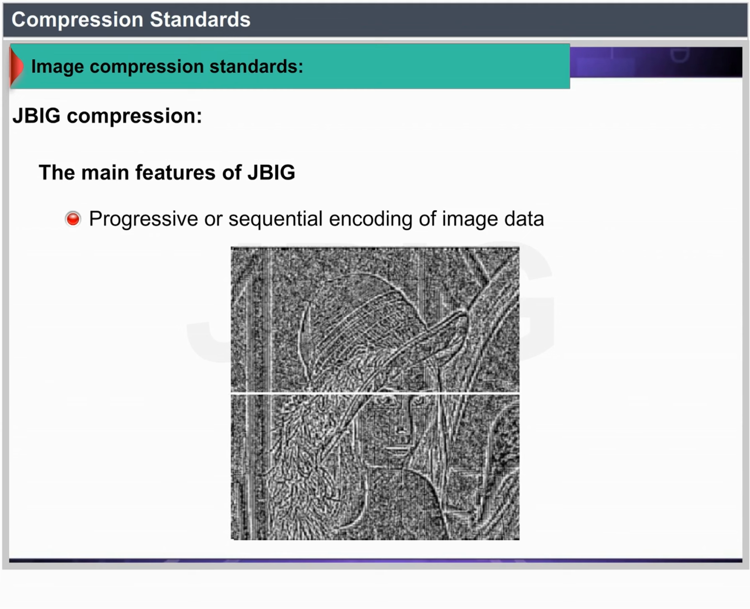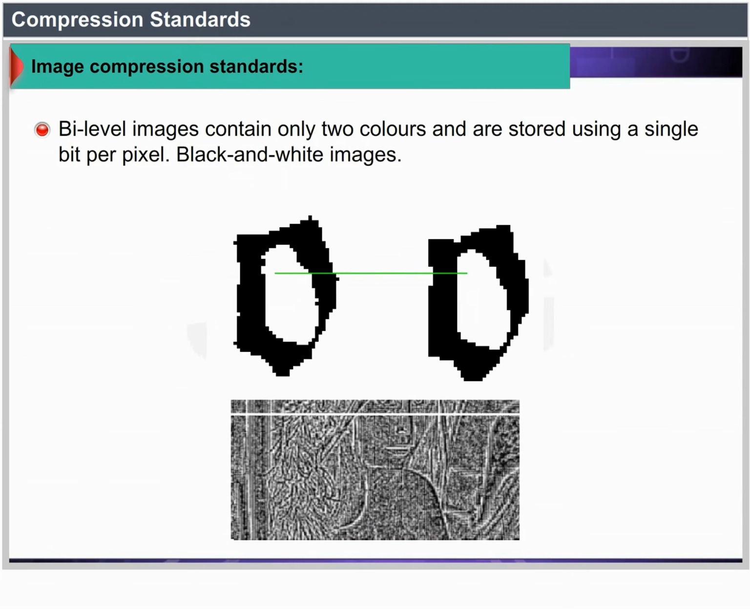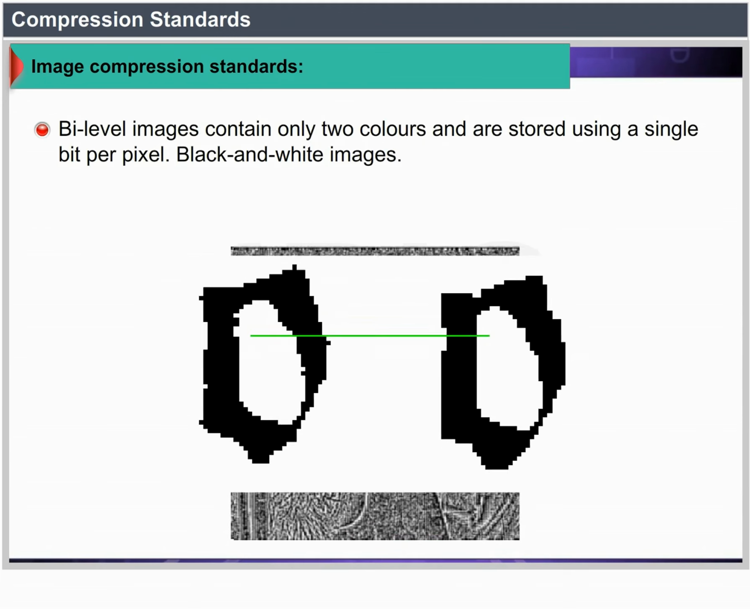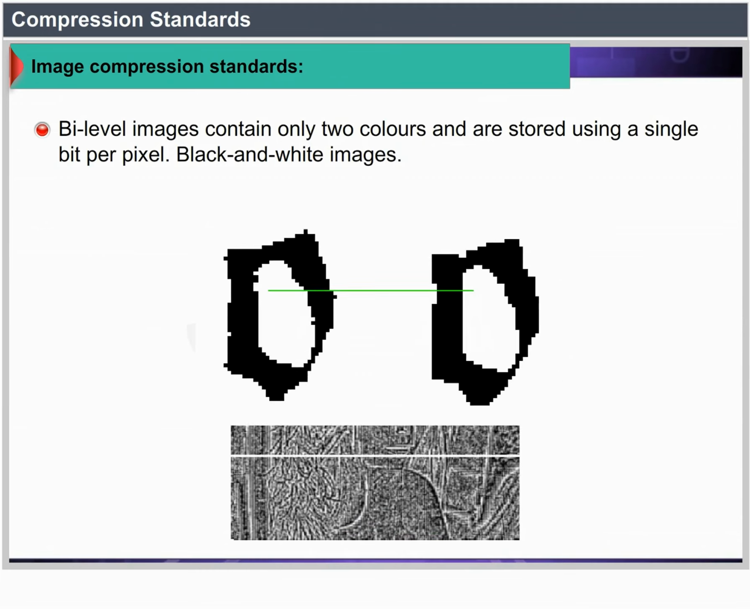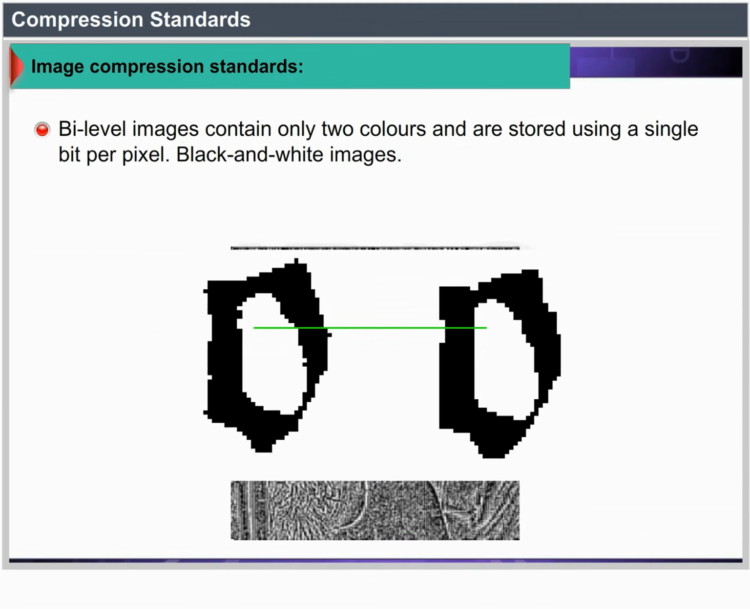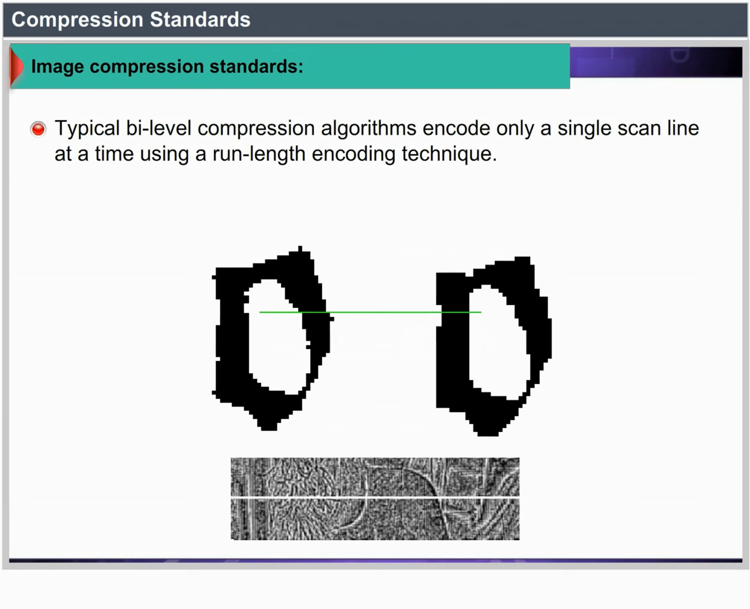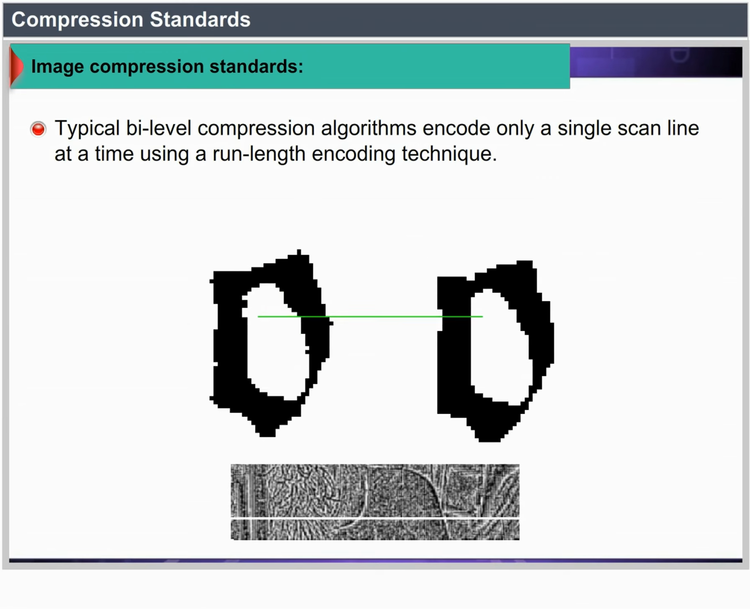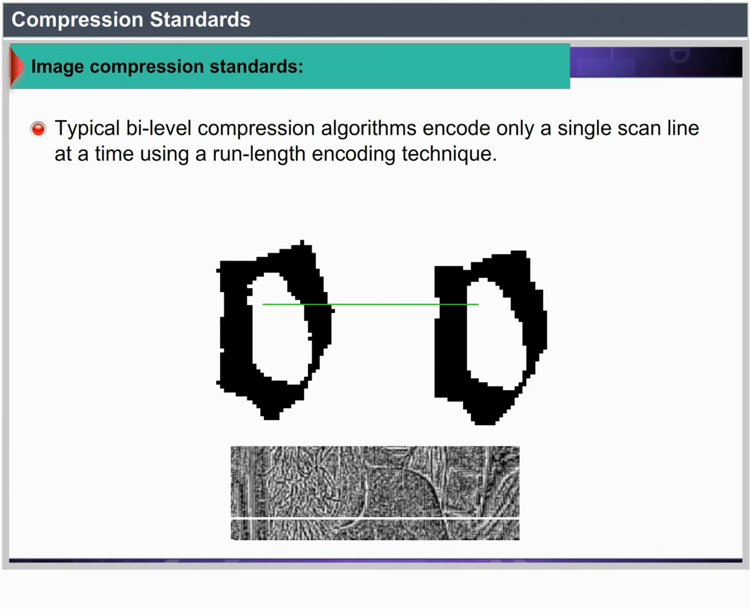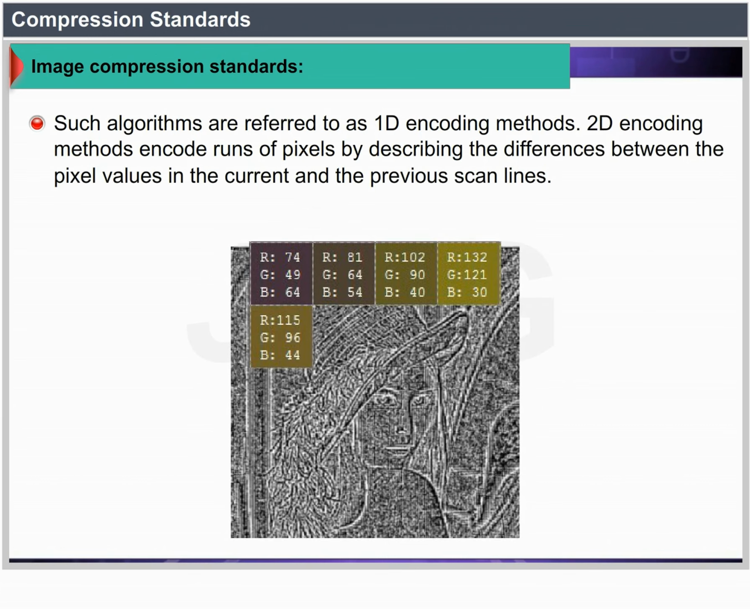Bi-level images contain only 2 colors and are stored using a single bit per pixel black and white image. Typical bi-level compression algorithms encode only a single scan line at a time using a run-length encoding technique. Such algorithms are referred to as 1D encoding methods.